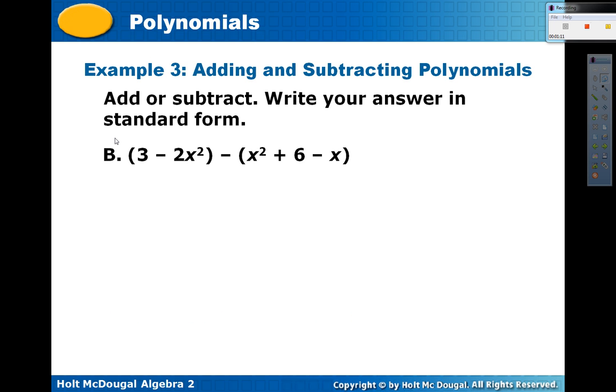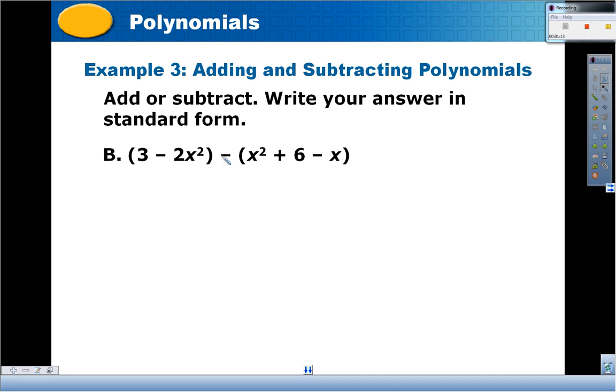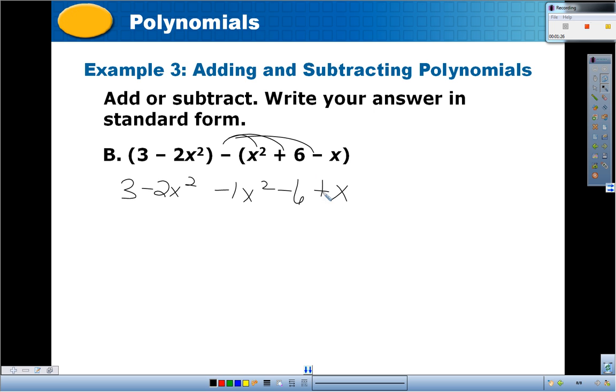Alright, one more. Take a look at this one. Let's say I wanted you to subtract these two polynomials. Just remember when you subtract to change the signs in the second one. So the first polynomial is going to stay the same, but when I change my signs, this positive x squared is going to become a negative, this positive x is going to become a negative, and this negative x is going to become a positive.